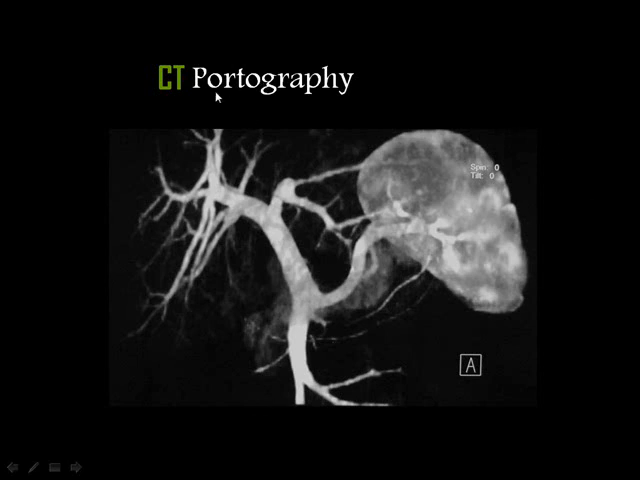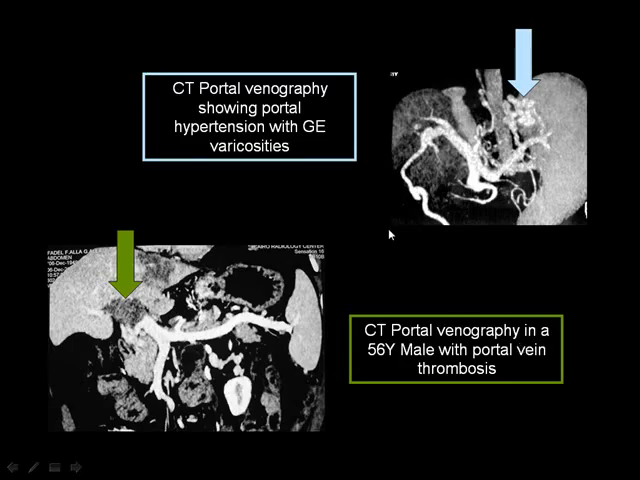And this is what we call CT portography, where you can inject some contrast material intravenously and image the portal venous circulation. This is the portal vein, this is the portal radicals inside the liver, and this is the splenic vein, this is the superior mesenteric vein, and this is the spleen. And in this way, we can easily diagnose any abnormalities in the portal system.